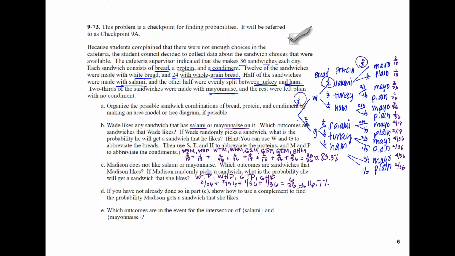16.7%. You could have also figured that out by taking 100% and subtracting what Wade likes, 83.3%, which would have given you approximately 16.7% because she did not like the things that Wade liked. Which outcomes are in the event for the intersection of salami and mayonnaise? So we have white bread, salami and mayonnaise, or we could have grain bread, salami and mayonnaise.